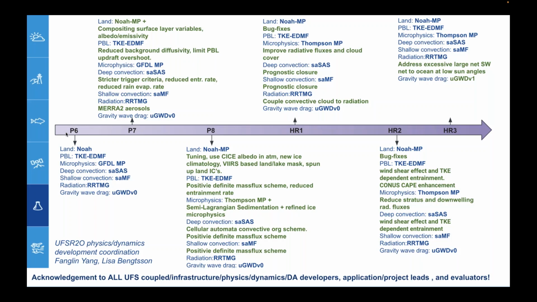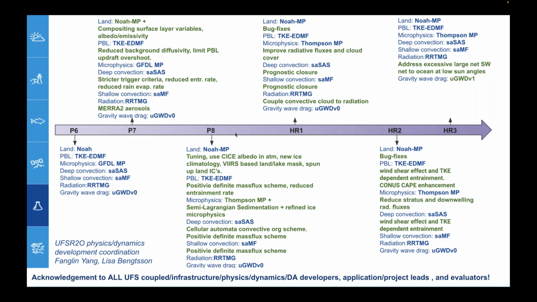So that was a rather big change in the prototypes, and at that time we also went from 65 levels to 127 levels. So this prototype 6 physics suite includes the NOAA land surface model, the TKE EDMF boundary layer scheme, GFDL cloud microphysics, deep convection from the SAS scheme, scale-aware SAS, shallow convection from the scale-aware mass flux scheme, and radiation from RRTMGP, gravity wave drag by the unified gravity wave drag version 0.